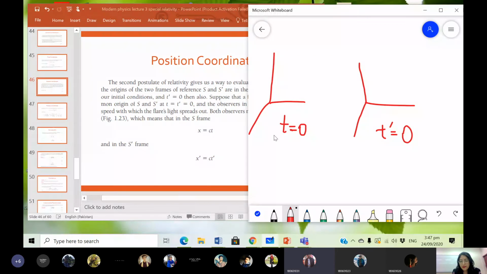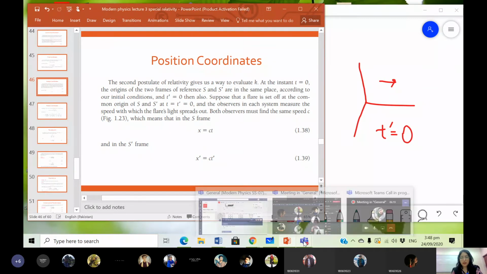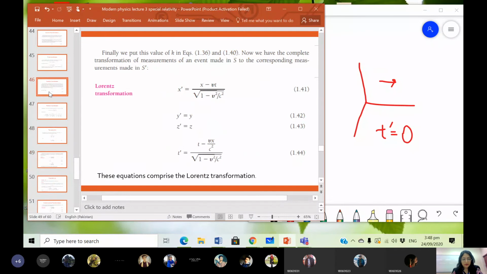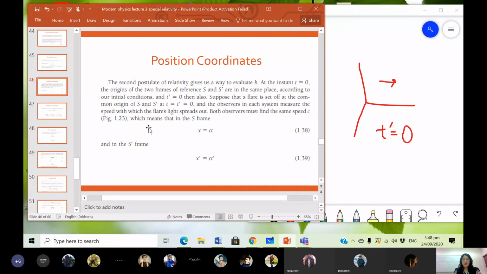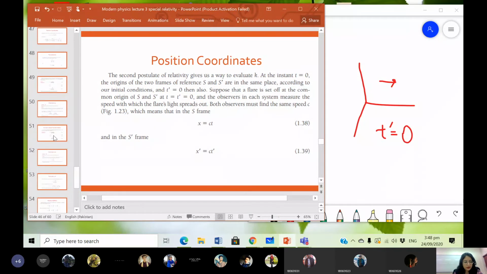If an event, अगर कोई event है, like a movement, a motion in this direction or something, time has not started, the time dilation हो ही नहीं सकती. So basically t will be equal to t dash is equal to 0 in the beginning. Is this making sense? So both observers must find the same speed c. Figure 1.23, where's figure 1.23? I don't think I put it here, but anyway, which means that in the S frame, did I put it here? No, I did not.